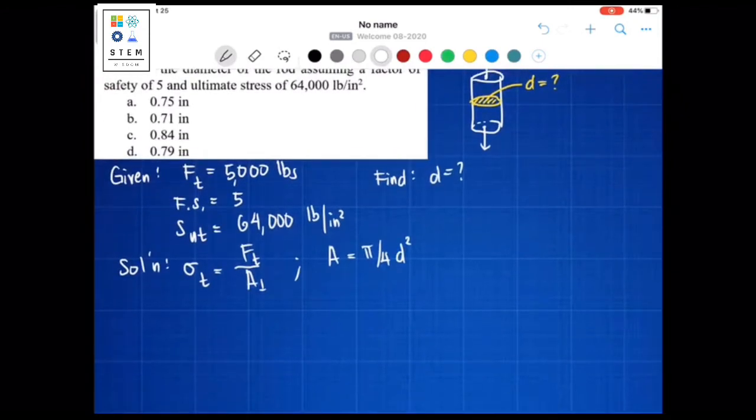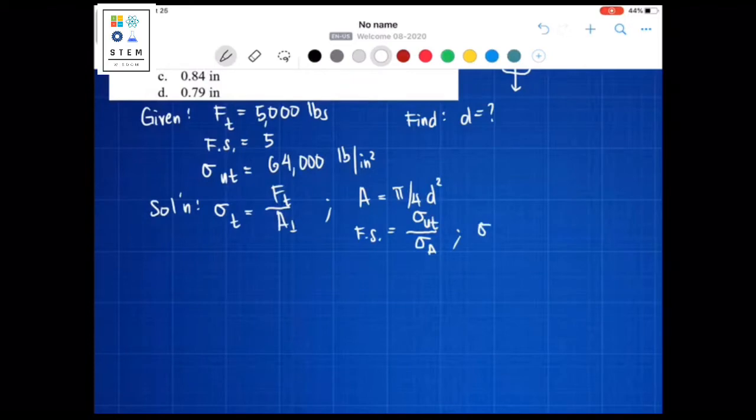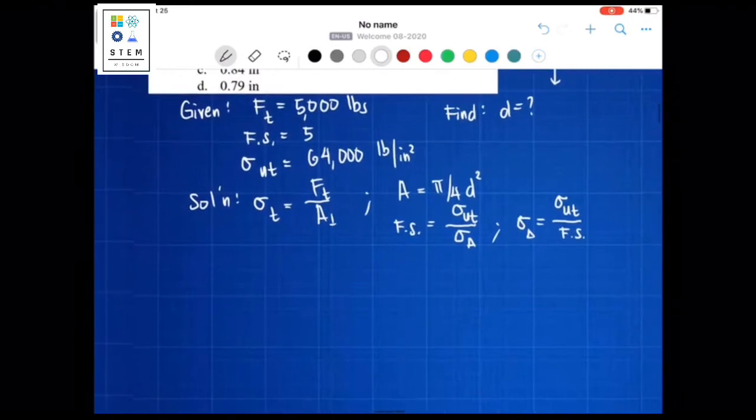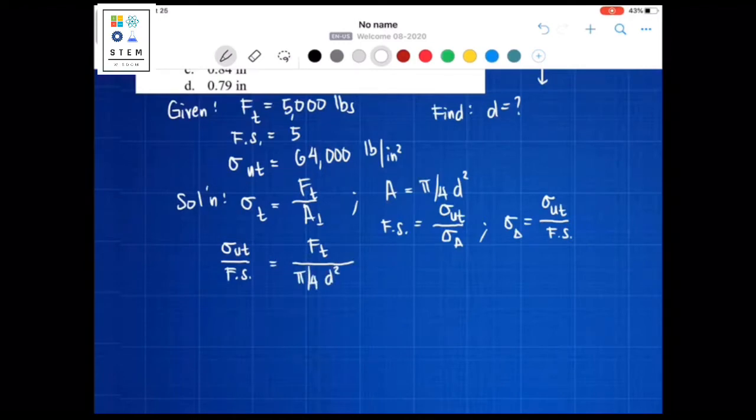Okay, kaya lang, binigyan tayo ng factor of safety. So, ano yung factor of safety? By definition, factor of safety is, so, gamitin natin yung symbol sigma, the ultimate strength divided by the allowable stress. Okay, so ultimate strength sa case natin, tensile. So meaning to say, the allowable stress o tensile stress is equal to ultimate strength tensile divided by the factor of safety. So, substitute natin dito sa formula. So, mangyayari, allowable stress is the ultimate strength in tensile divided by the factor of safety is equal to the tensile force divided by cross-sectional area ng circle, pi over 4 diameter square.